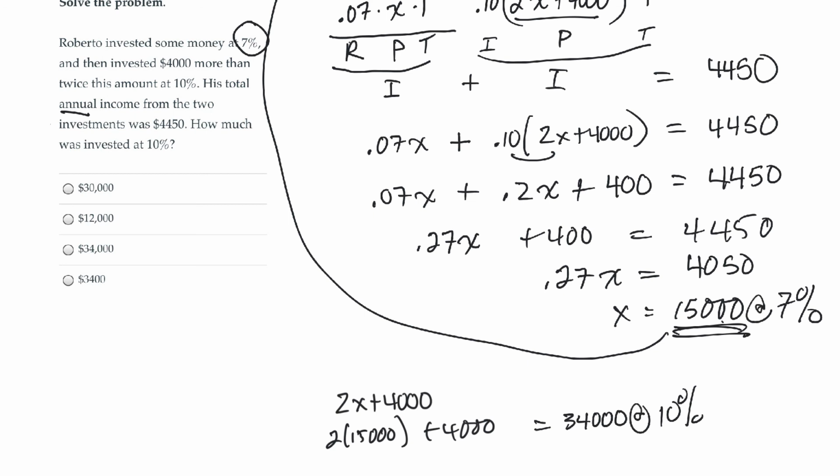Now, if you want, you can check to see if we're right just by multiplying 34,000 times 0.10, 15,000 times 0.07, and add the two, and that should come up to 44.50.